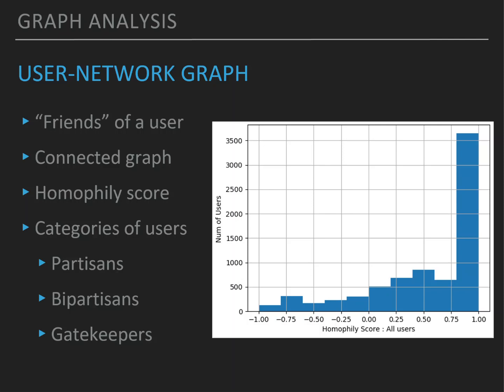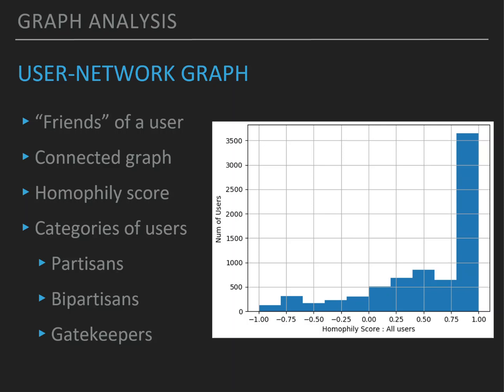The users fall into one of 3 types of categories: partisans, who are extremely polarized, bipartisans that have a neutral view, and gatekeepers who are not in an echo chamber as they have balanced exposure to both sides of the topic, but they clearly express agreement with one side.